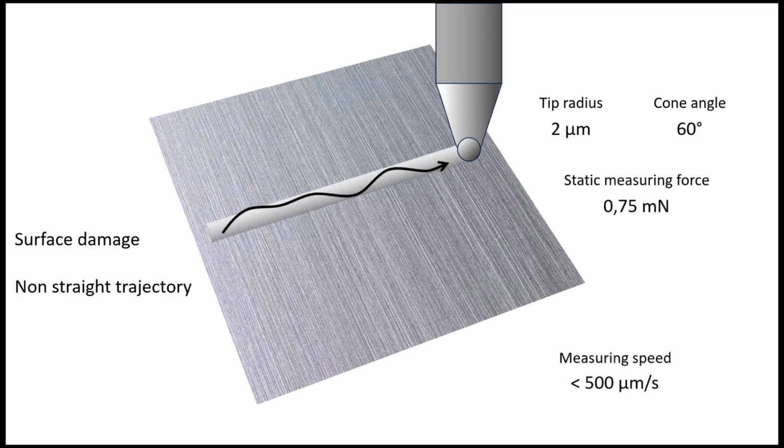In order to reduce these problems, the scanning speed is usually limited below 500 micrometers per second, making profile measurements slower. In 3D contact profilometers, multiple parallel traces are measured using a motorized Y-stage, which increases measurement time, sometimes to several hours.